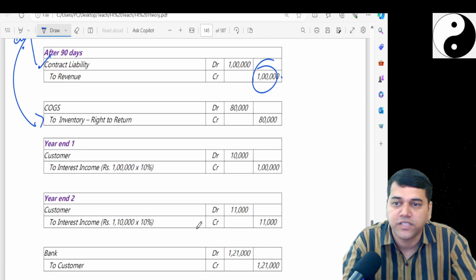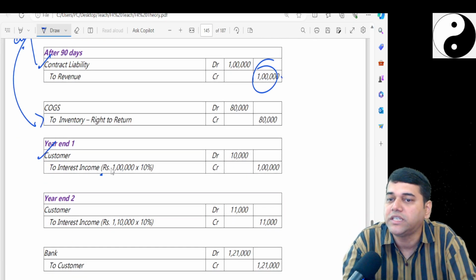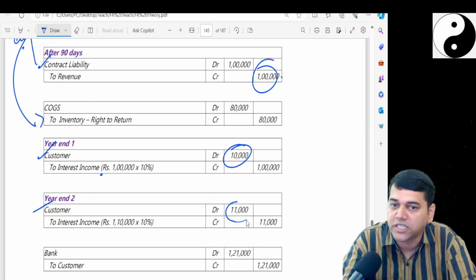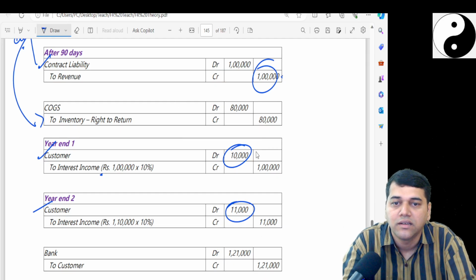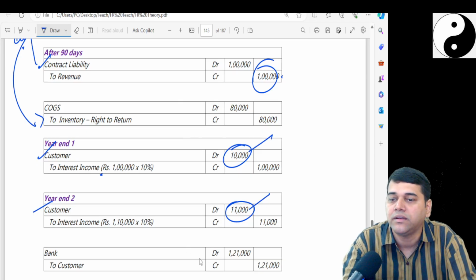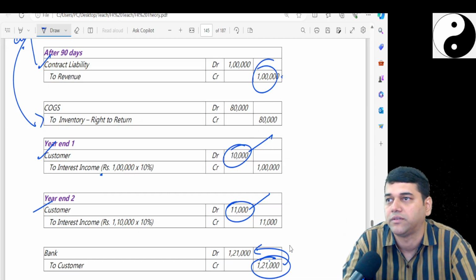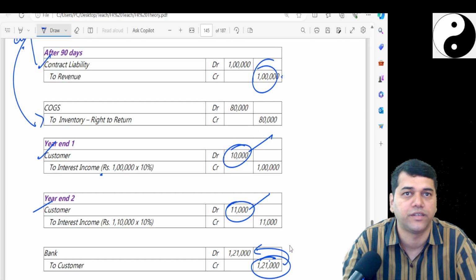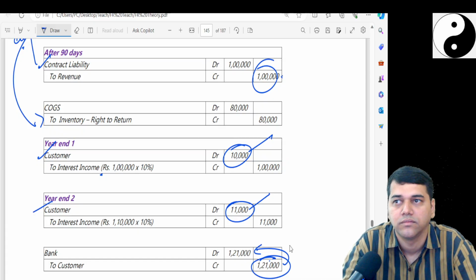Now at the end of the first year, I will debit customer, credit interest income. How much? 10,000. At the end of the second year, debit customer, credit interest income 11,000. So my customer is debited 1 lakh, 10,000, and 11,000. Customer is credited 1,21,000. He will pay me cash 1,20,000. You understood the flow of entries? Clear?